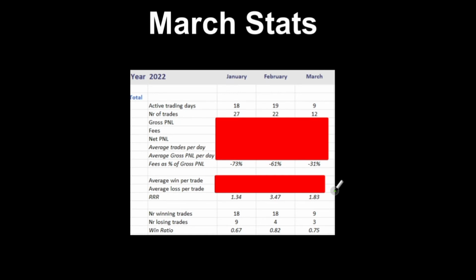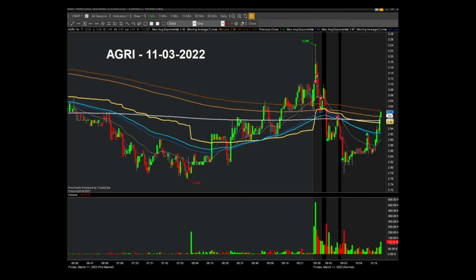But overall, I've been happy with this month. It's not been bad. Now I just wanted to go into a trade. We're going to go through two trades. One is Agri, which I thought was a really, really nice trade. This was a day two overextension play.